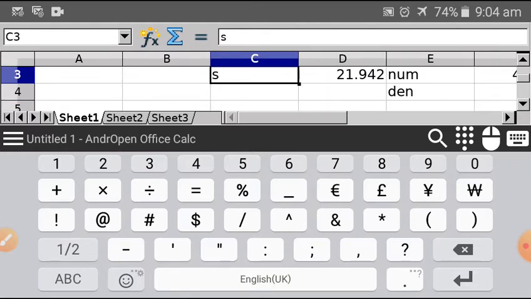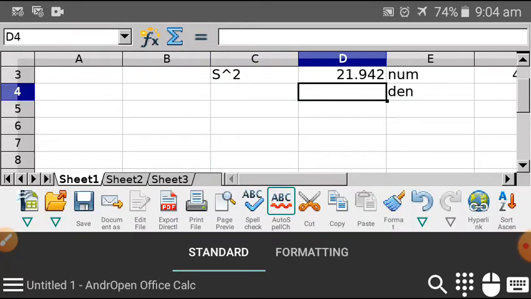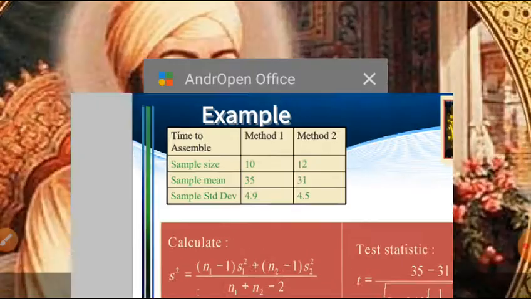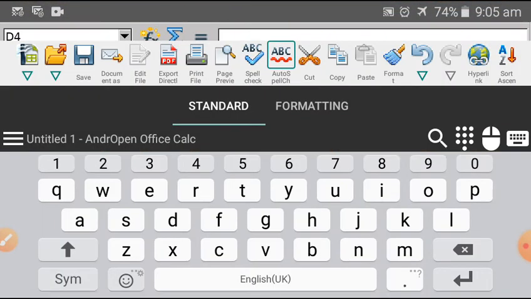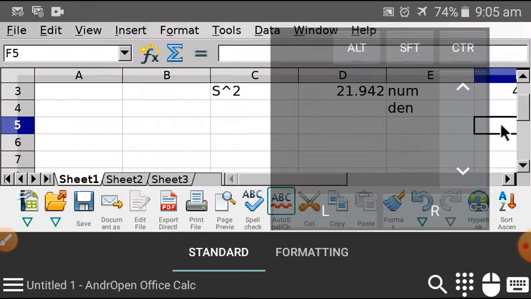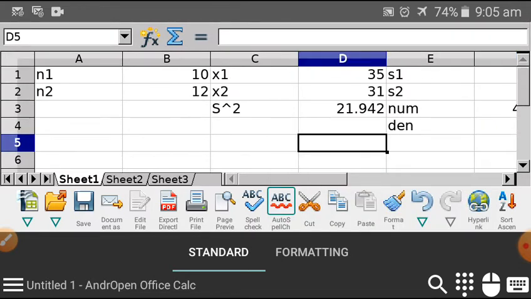Correct. So here I can write s and then cap 2. So this is our s square. Now we have the value of s square. Let us verify from the calculation. It is 21.942, so it means it's correct. Now the next step is we have to calculate the numerator and denominator for the t. So this is my s square.